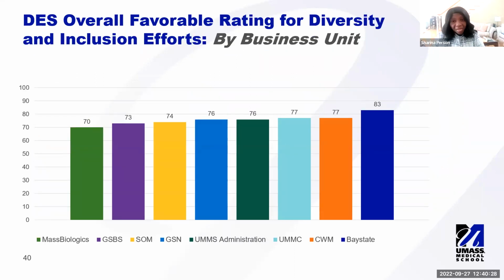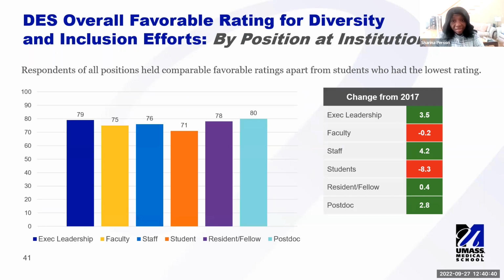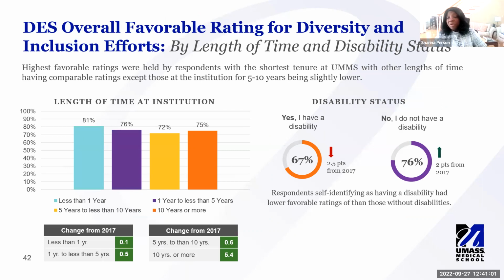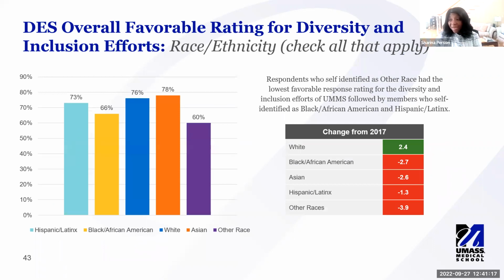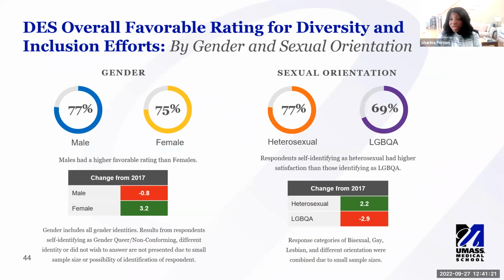We also produce that by business unit. So again, you can see if there are certain groups at the institution that feel less favorable than others. We do it by position at the institution, and we can show change from the last time. So you see, for example, here are some that went up from 2017 in executive leadership and for staff, but it took a big hit in students over 3 years. We do this by all of the demographics: the length of time at the institution, whether a person identifies as having a disability, by race, ethnicity, by gender, by sexual orientation, by age group.